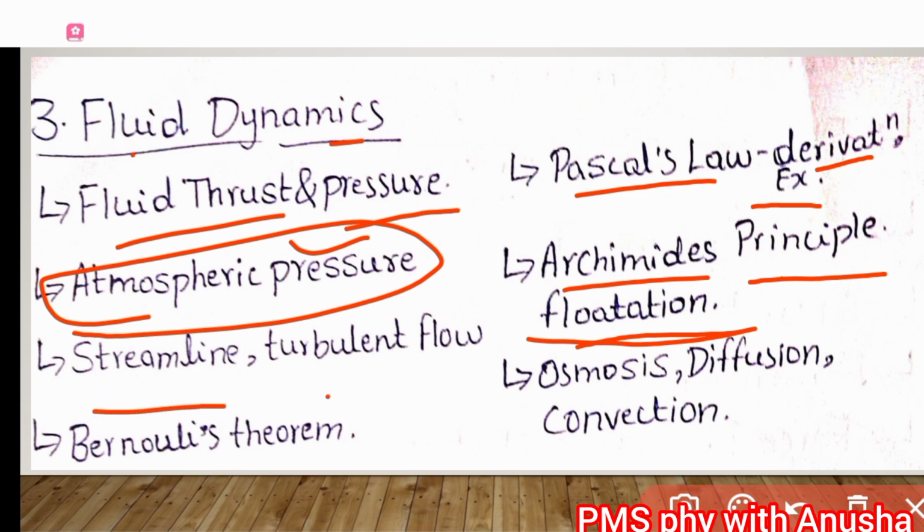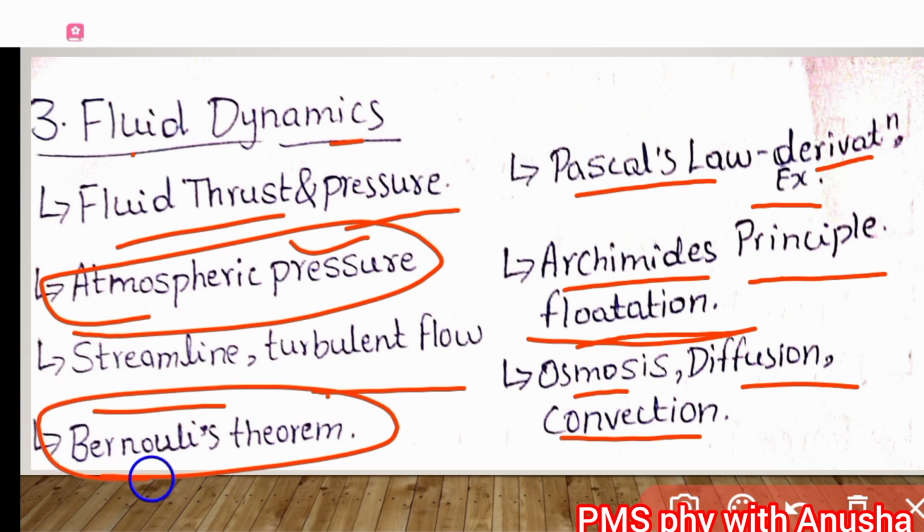Next, definition of streamline and turbulent flow with minimum 2 examples. Next, study osmosis, diffusion, convection, their definition and examples. Next, Bernoulli's theorem. You have to study Bernoulli's theorem, statement, formula and minimum 3 uses. Minimum 3 applications you have to study.